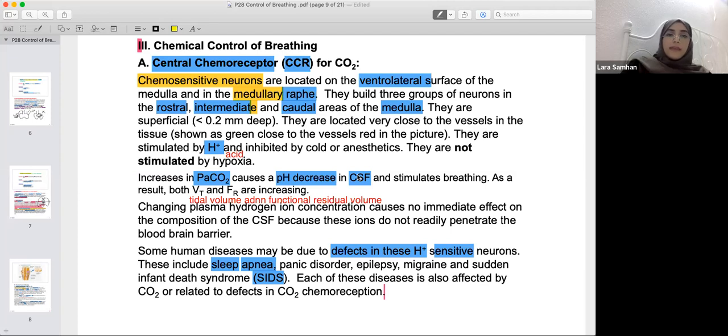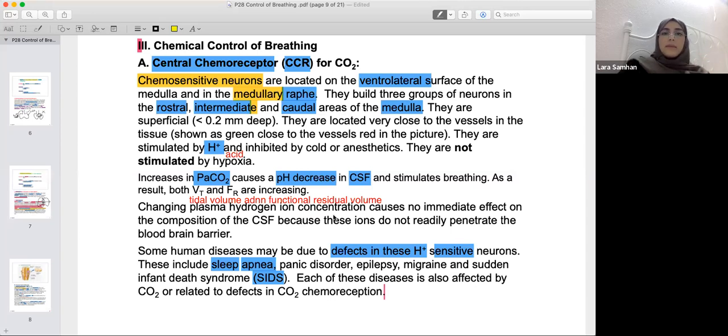Okay, and if we continuously have a defect, for example, the CSF isn't sensing that there is high CO2 or high H+, and we have insensitivity for whatever reason, we have a pathology where we have insensitivity to the abnormal levels of CO2 or H+ in the body.